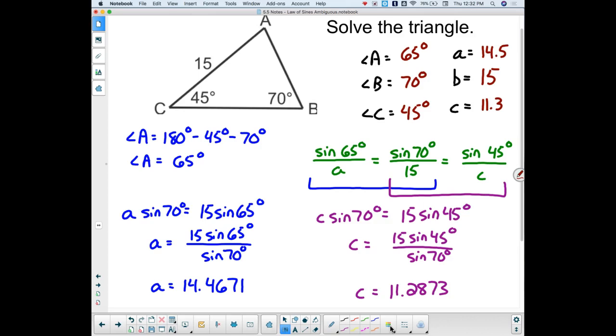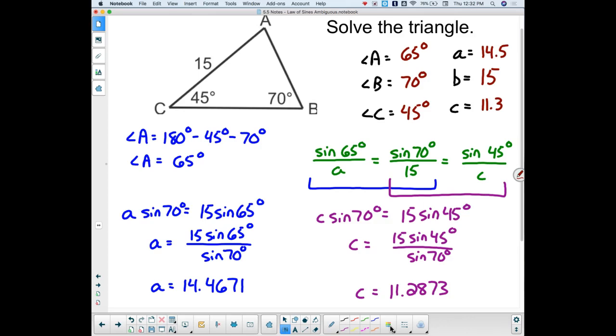Yes, what? Divide sine 65 divided by 14.5. Memorize what that is, or just write it down quick. Okay. We could run law of sines on all three of them, and all three of them would get us the same thing, hopefully. That's one way to check it.